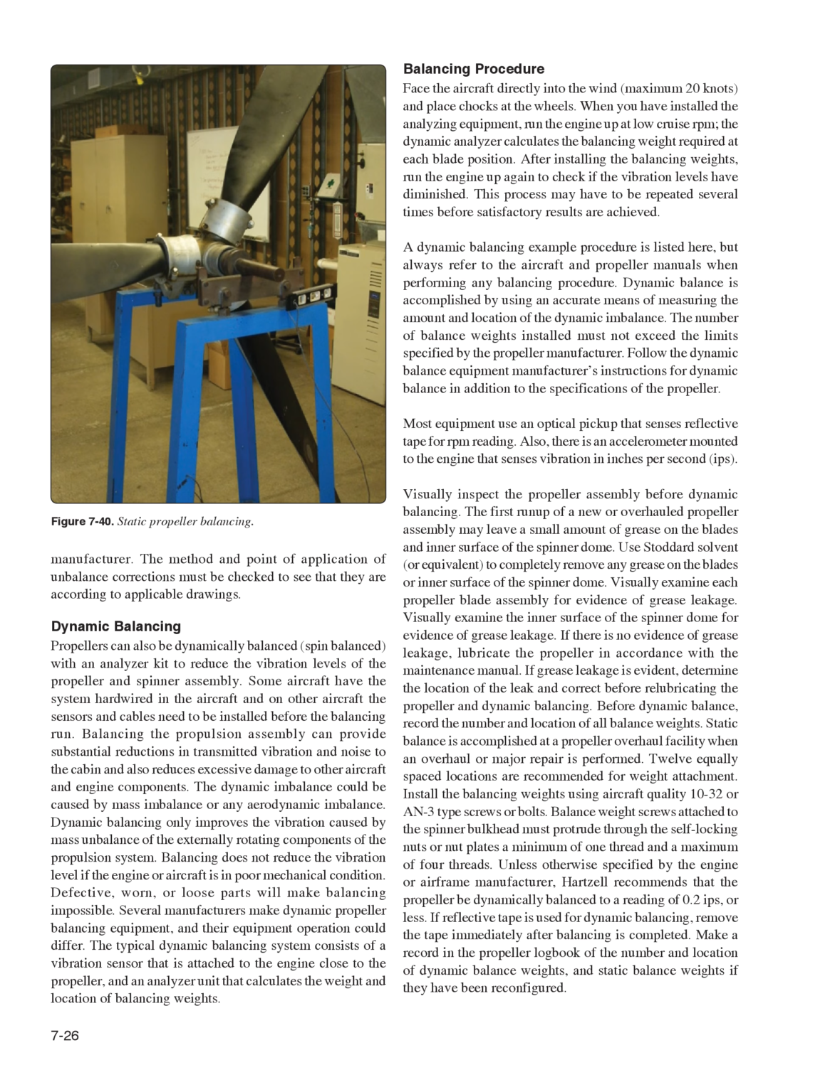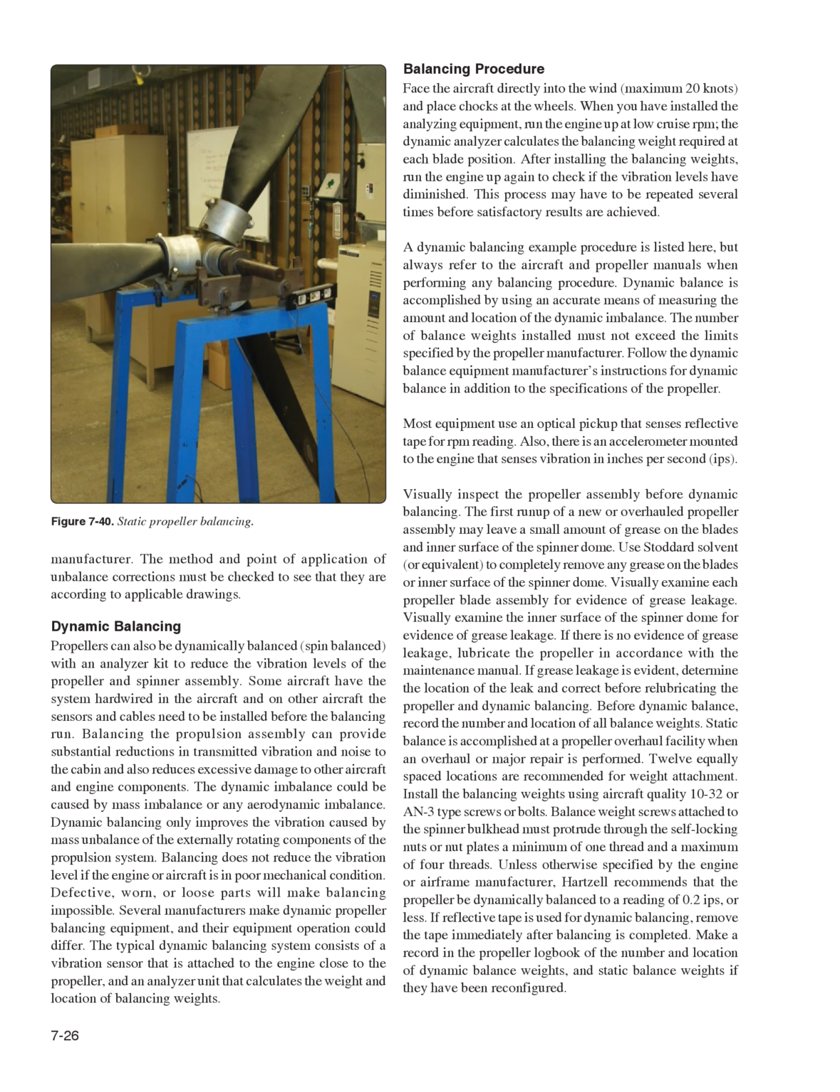Balancing procedure: face the aircraft directly into the wind, maximum 20 knots, and place chocks at the wheels. When you have installed the analyzing equipment, run the engine up at low cruise RPM. The dynamic analyzer calculates the balancing weight required at each blade position. After installing the balancing weights, run the engine up again to check if the vibration levels have diminished. This process may have to be repeated several times before satisfactory results are achieved.